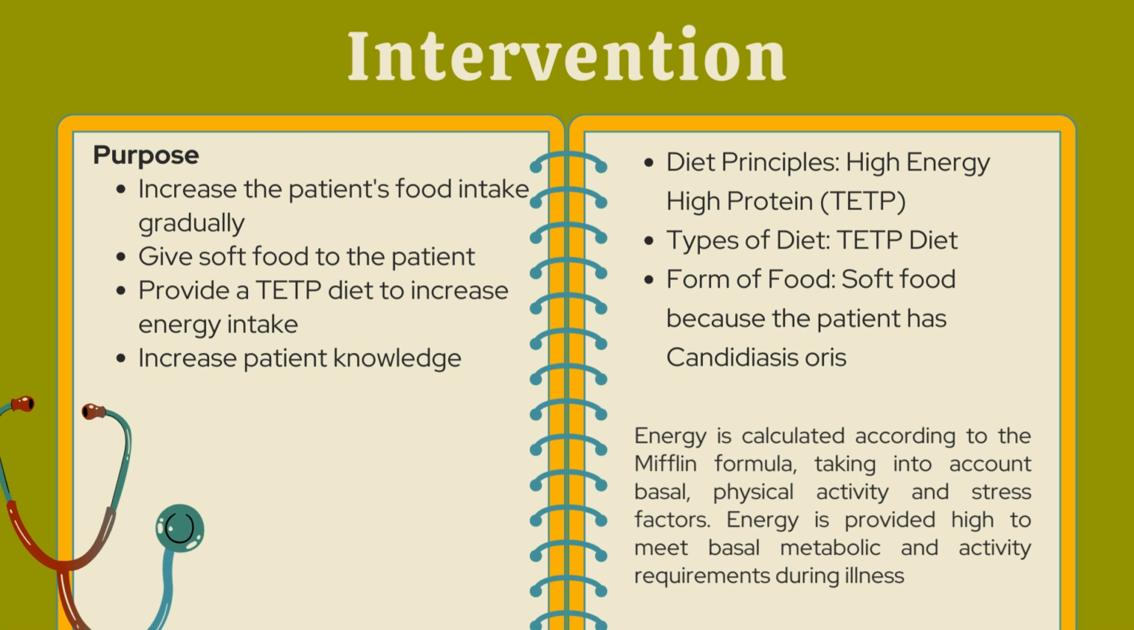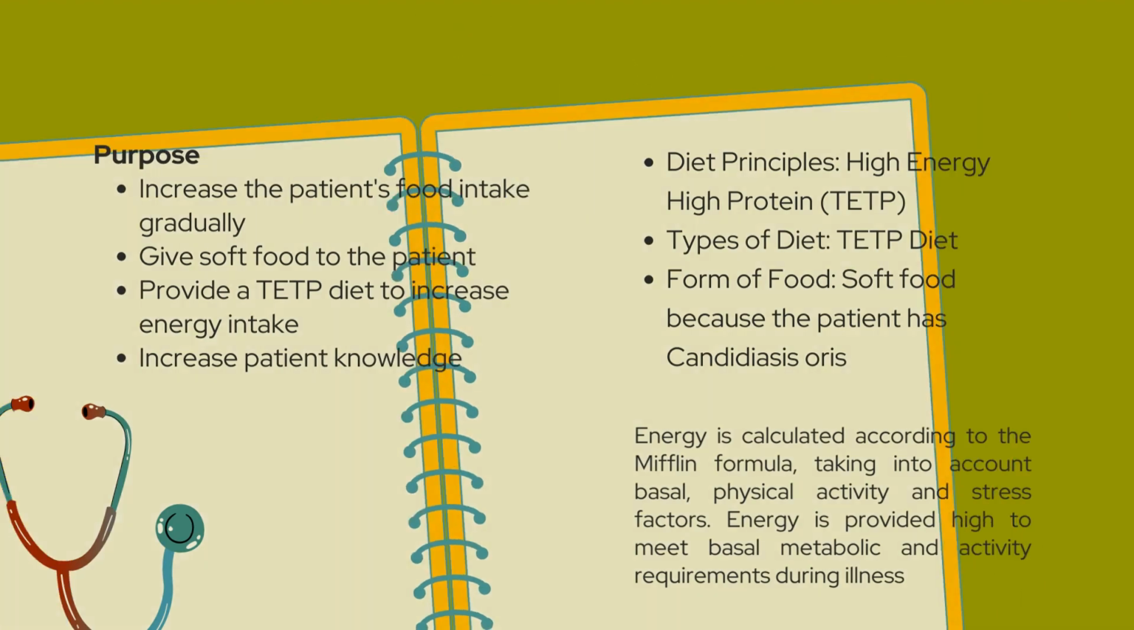Energy is calculated according to the Mifflin formula, taking into account basal, physical activity and stress factors. Energy is provided high to meet basal metabolic and activity requirement during illness.